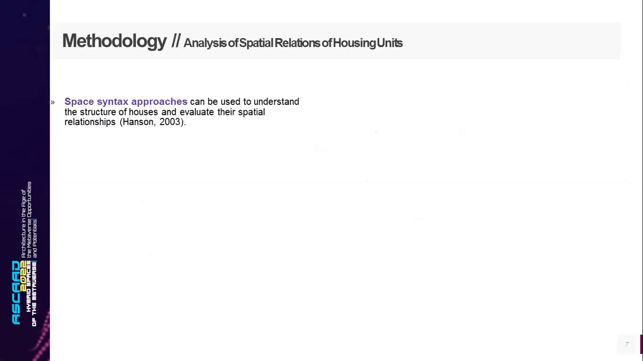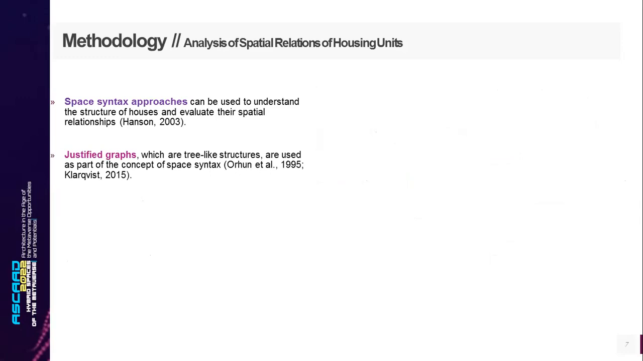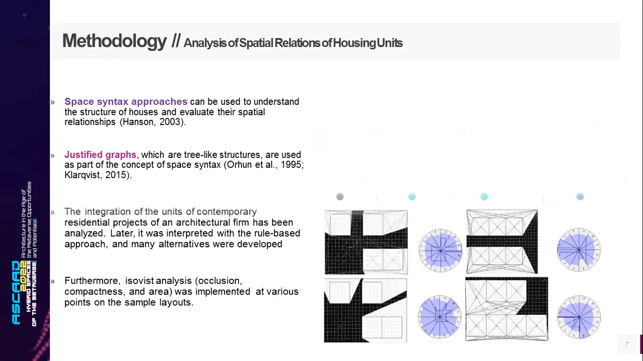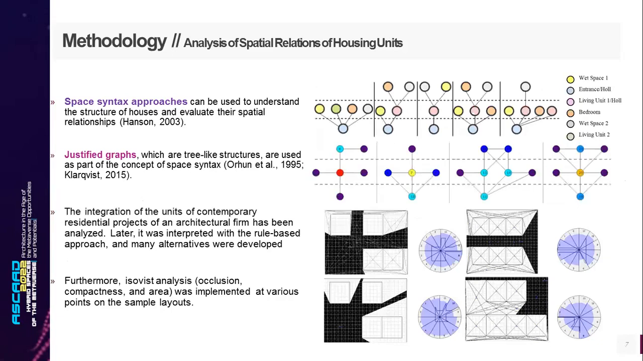Space syntax approaches can be used to understand the structure of the houses and evaluate their spatial relationships. Justified graphs, which are tree-like structures, are used as part of the concept of space syntax. The integration of the units of contemporary residential projects of an architectural firm has been studied. Later, it was interpreted with the rule-based approach and many alternatives were developed. Furthermore, isovist analysis, such as occlusion, compactness, and area, was implemented at various points on the sample layers.